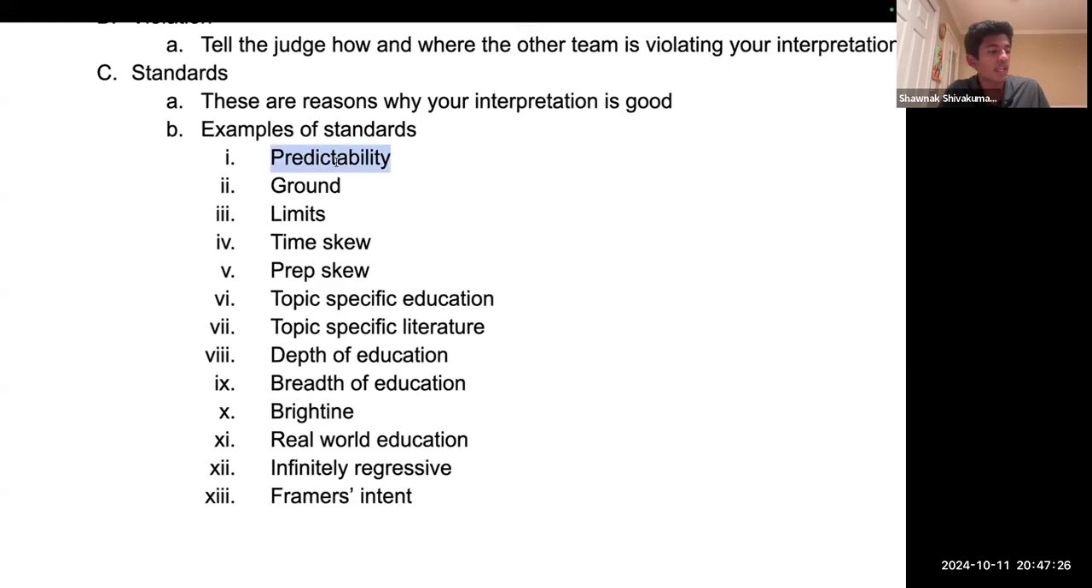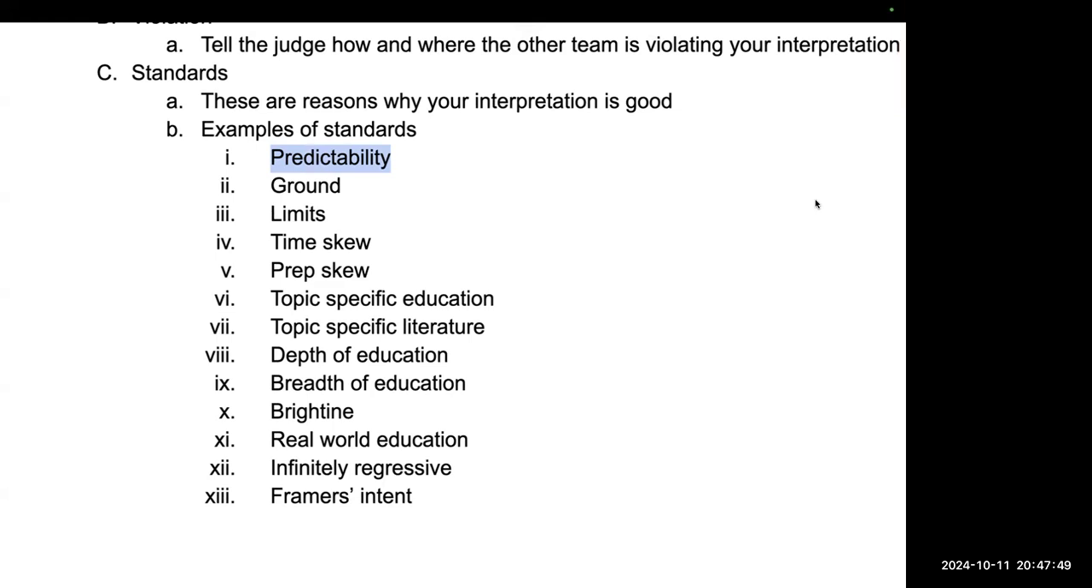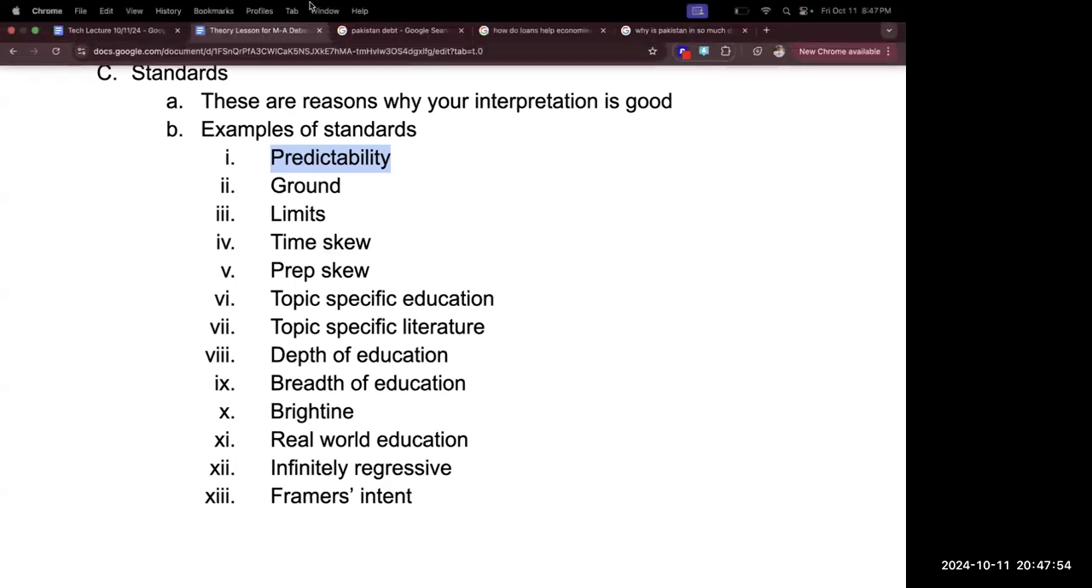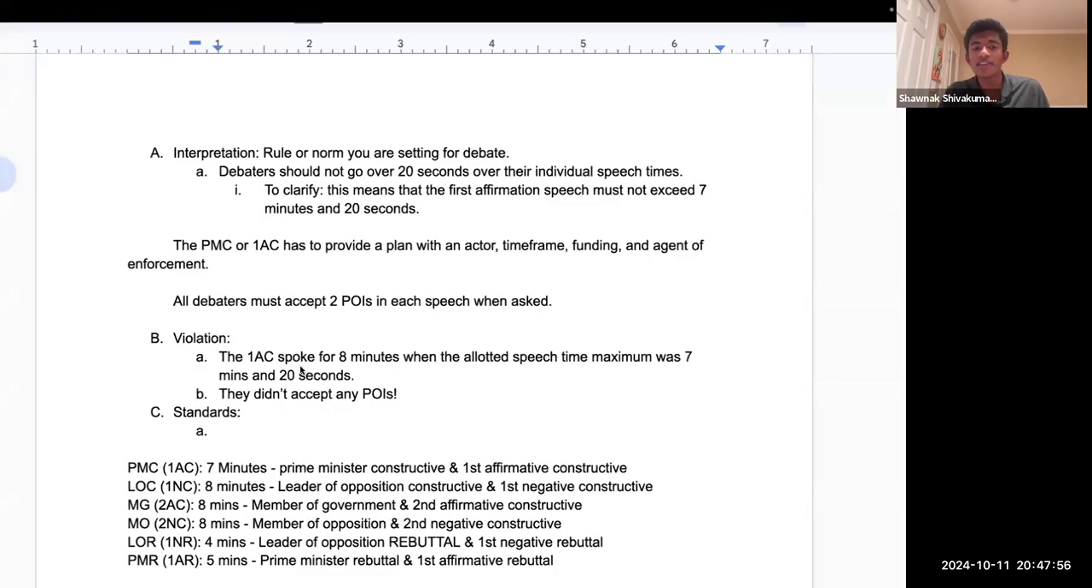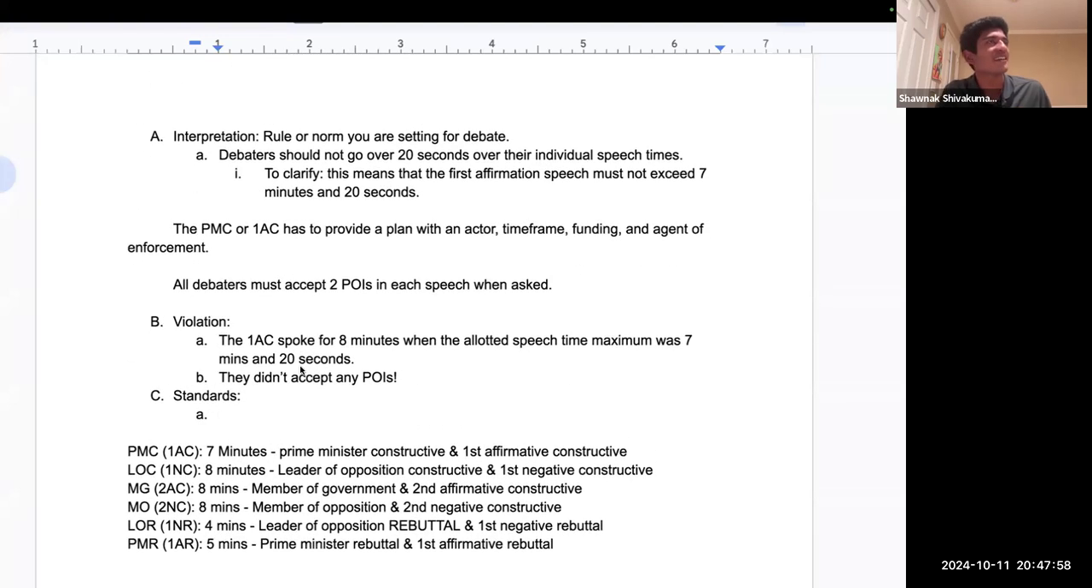Predictability. Can anyone explain predictability as a standard? That in a policy round, government will have a plan to actually execute whatever policy is being proposed in the topic. You're thinking of a specific instance of predictability. But what is predictability as a concept? When people do something that's typically established, like in most cases.